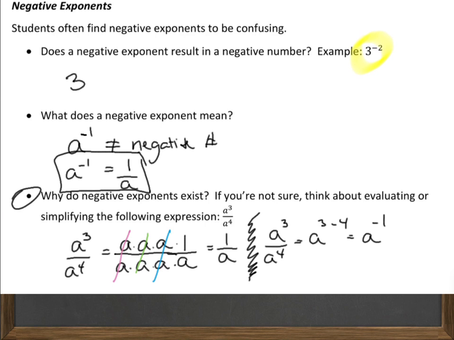So what if, let's go back even further, we have 3 to the negative second power.